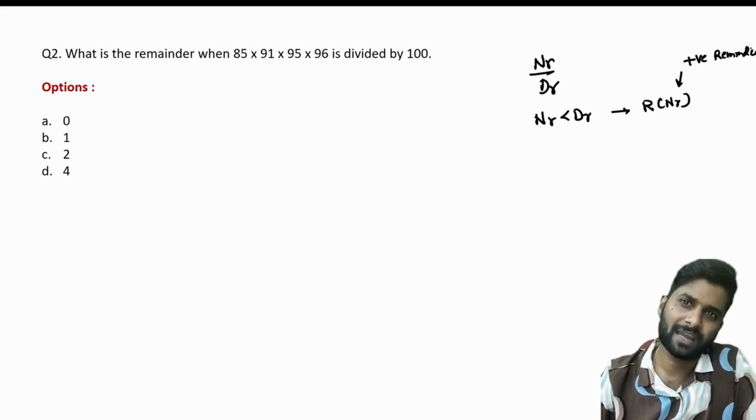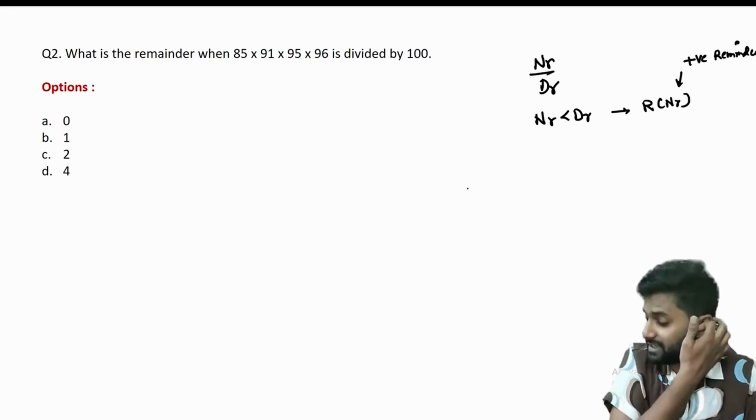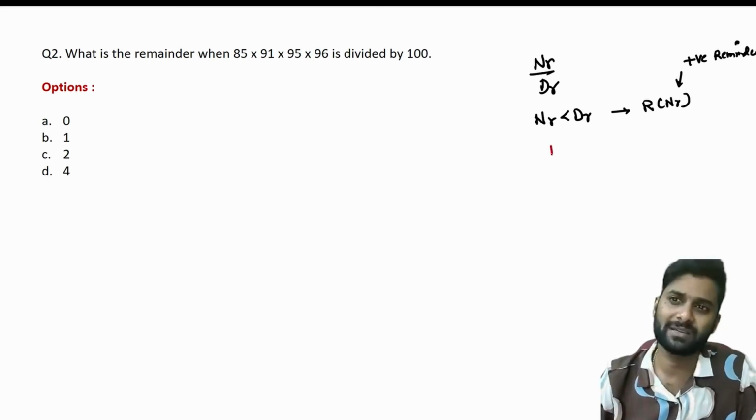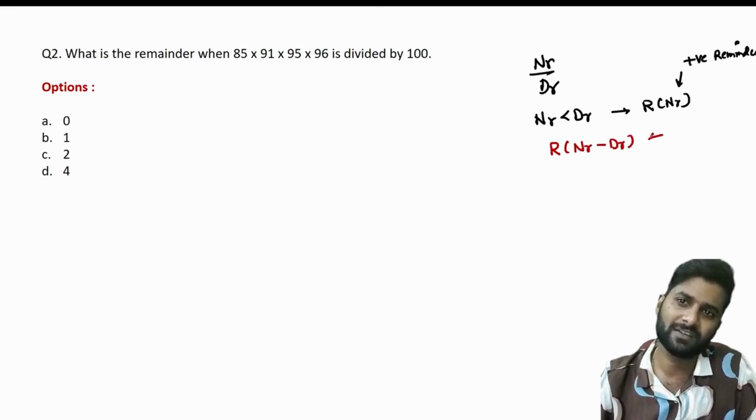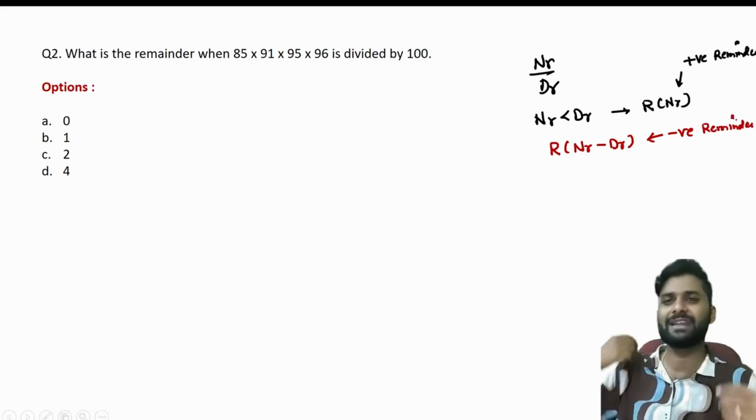But remember, for calculations, you have to save your time. That's why learn the negative theory also. So what does a negative remainder mean? The difference, numerator minus denominator, defines the negative remainder. But you might have a doubt, sir, you can't see any negative remainders in your options.